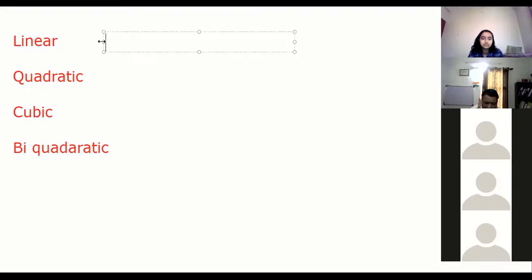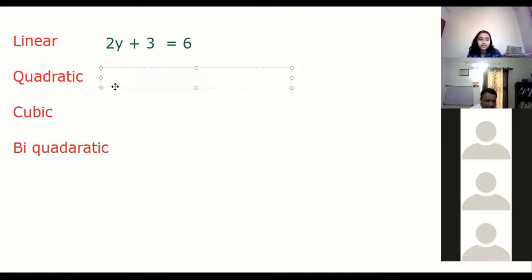We'll use only one variable, guys. Let's use the variable y. So suppose we say 2y plus 3 equal to 5. Something I'm saying. Is it a linear polynomial or not? Yes, sir. Tell me any quadratic. Tell in terms of y only. Probably easy. 2y square plus 3y equals 6.